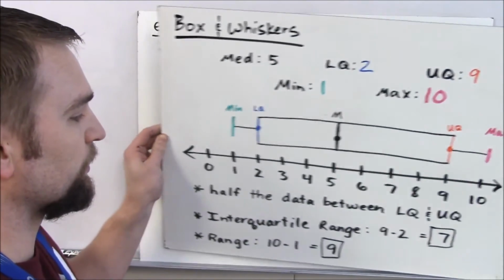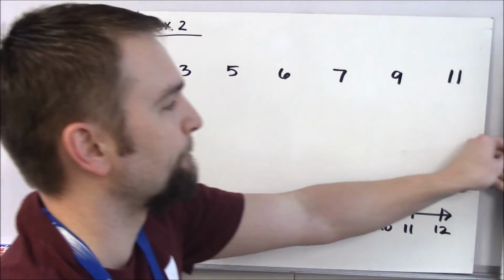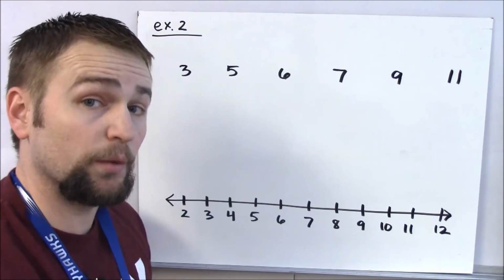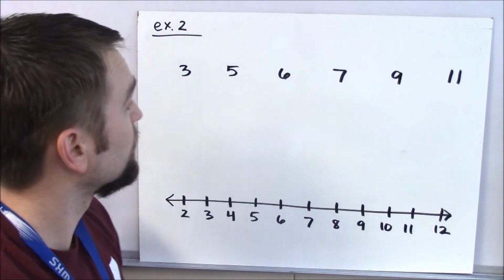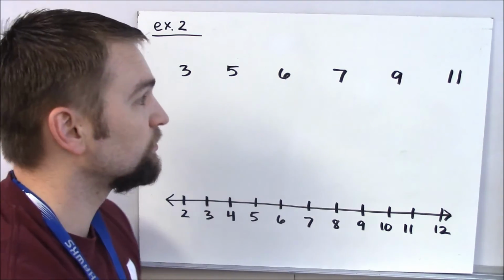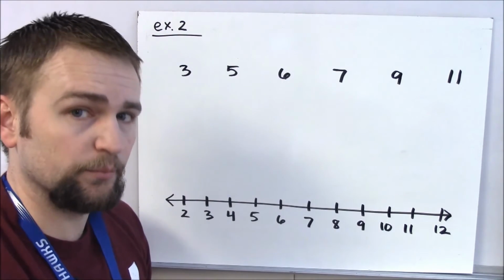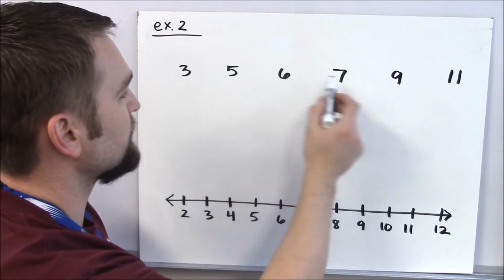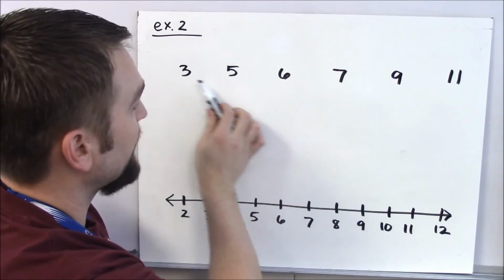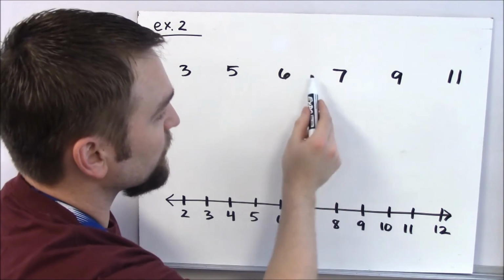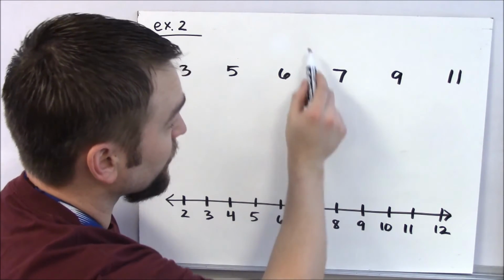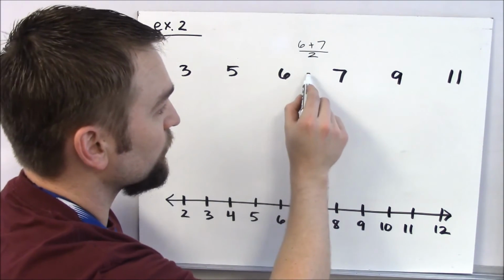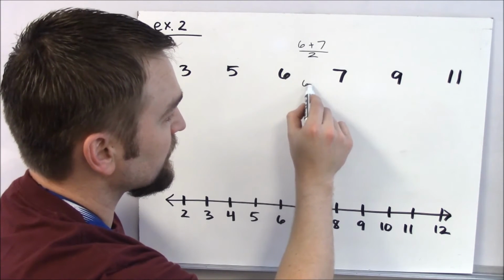All right, let's look at another one. Here's our data. Again, if you want to pause this and give it a try on your own, you certainly can. I did give it to you in order. It could be random, but it is good to put it in order from least to greatest. Step 1 would be to find the median. I have 6 pieces of data. The median is going to be right in between, about in here. So I have 6 plus 7 divided by 2, so my median is going to be 6.5.